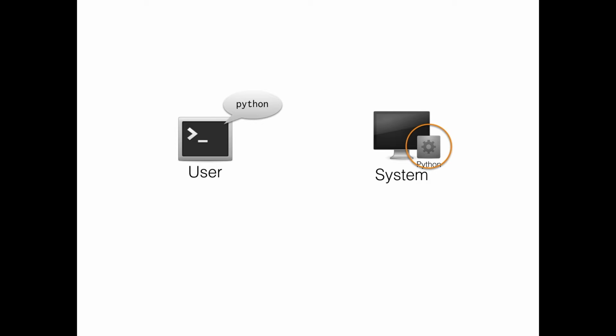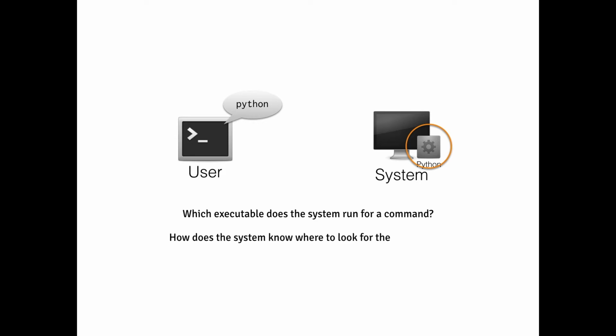This gives rise to two questions. Number one, which executable does the system run for a command? And number two, how does the system know where to look for the executable? Let's figure this out one by one.